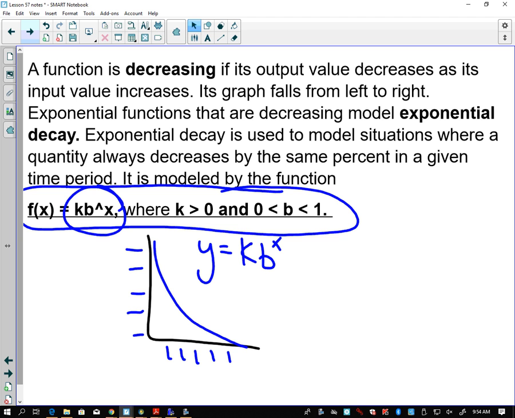Okay, so if b is 1.1, is that growth or decay? Growth, because it's greater than 1. If it's 0.99, is it growth or decay? Decay, because it's less than 1. Does this make sense so far? We can identify growth and decay based upon equations.